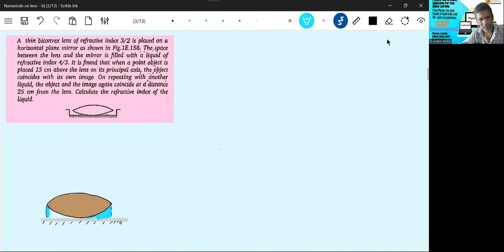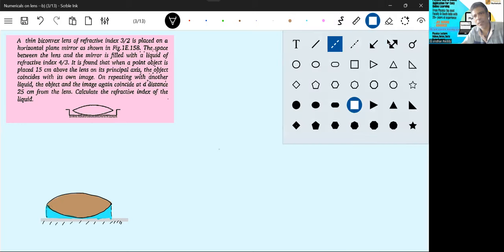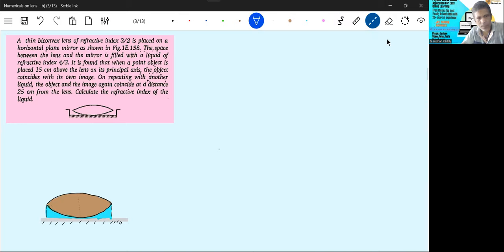So this will behave like a plano-convex lens. The liquid, the blue color you see, will behave like a plano-convex lens. Now we have kept an object so that the image will be formed there.